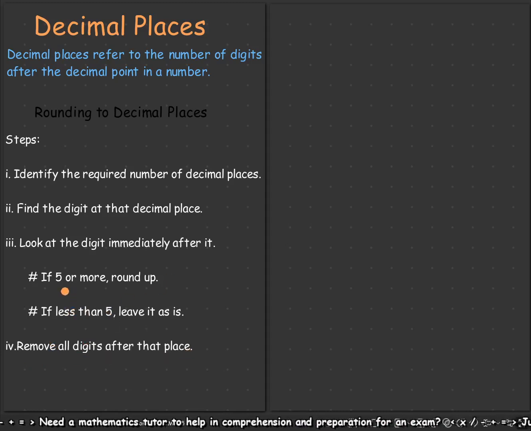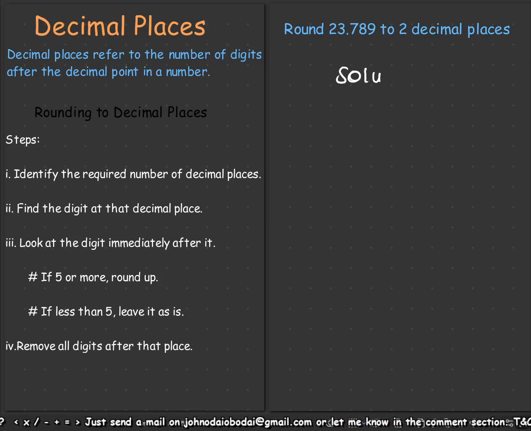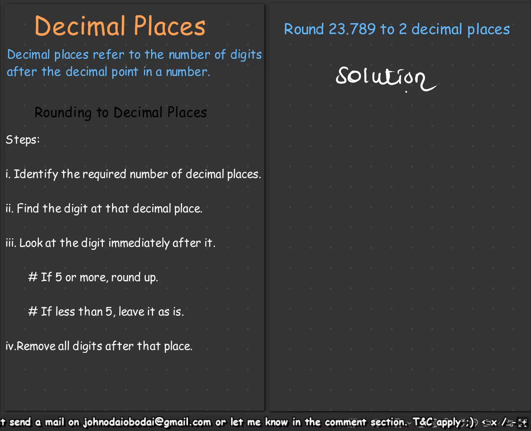So let's now solve some questions since we are ready to do so. To try it out, our first question here says we have to round to two decimal places. Instead of rounding to two decimal places, the question could have also been: round to the nearest 10th.